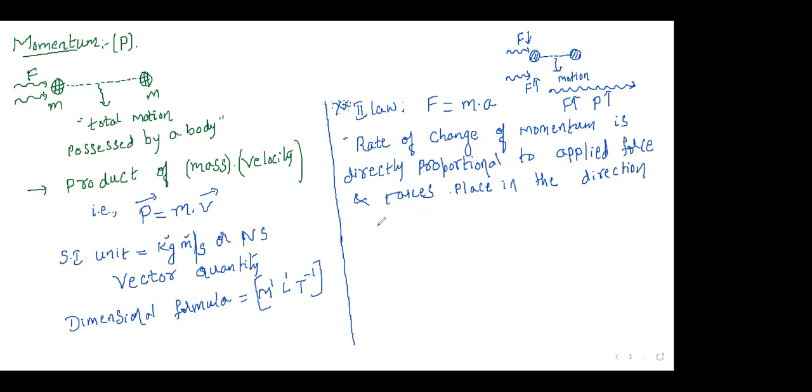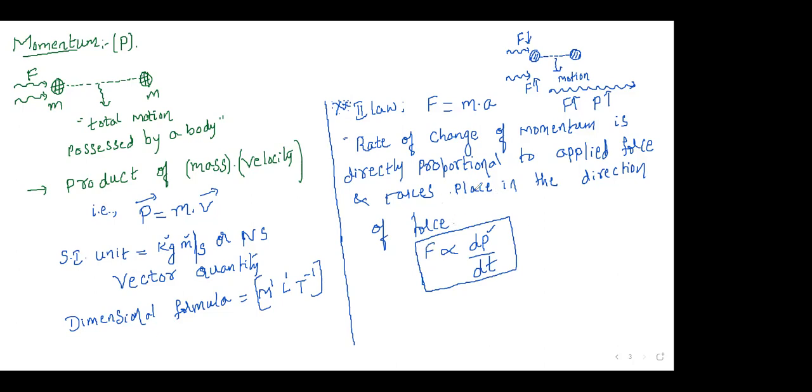And takes place in the direction of force. Can you tell me the mathematical form? Force is proportional to what? dP by dt. What is P? Momentum. So rate of change of momentum means dP by dt. This is the mathematical form of the force. Force is directly proportional to dP by dt.